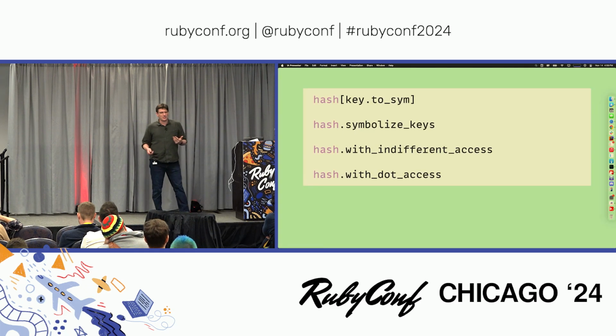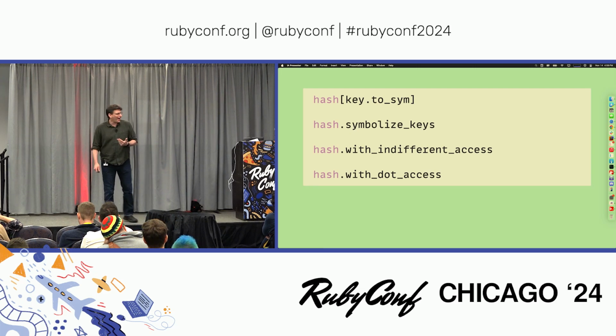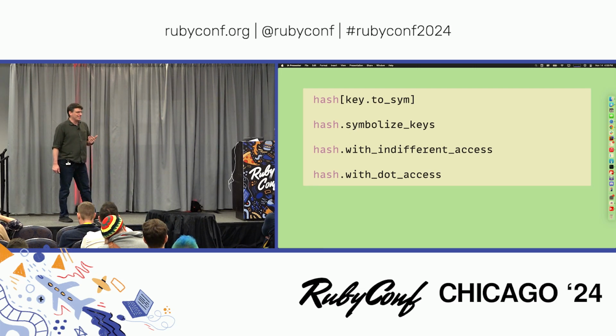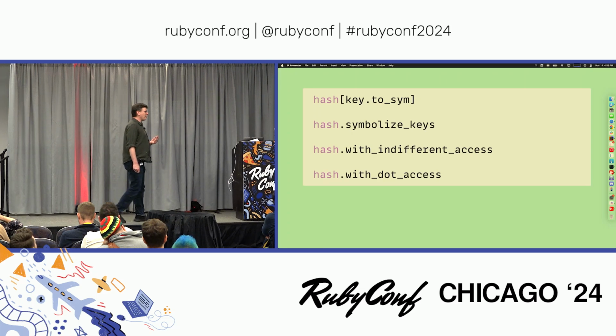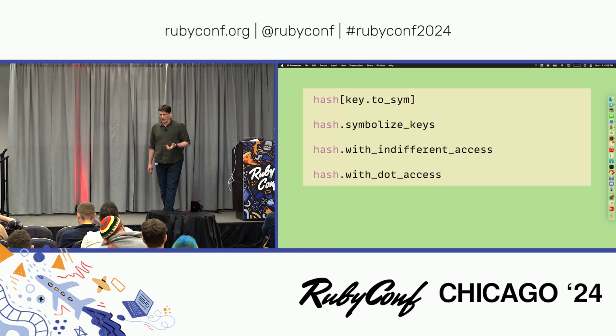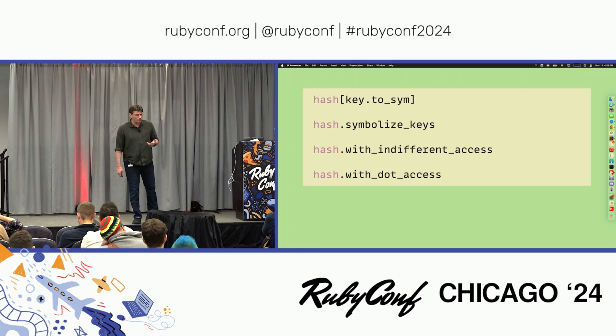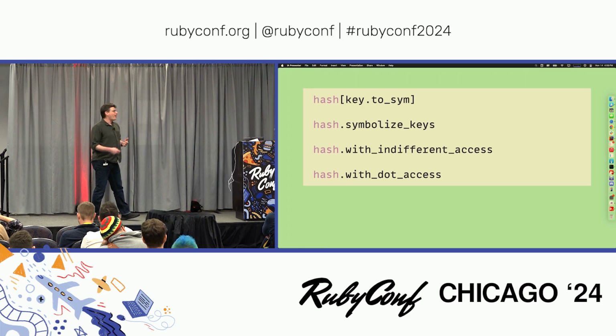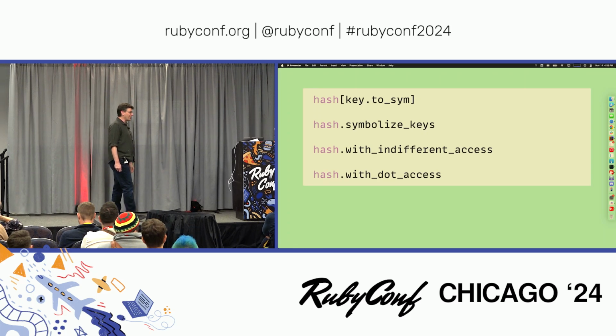It can be simple. You can do stuff like this with hash. I wind up writing key to sym a ton in my code. It's a very simple coercion that solves that string symbol problem. It's a little bit of overhead on my part that I kind of resent having to do, but it does solve the problem. On the other hand, you can also coerce the entire hash if you think it's coming in.